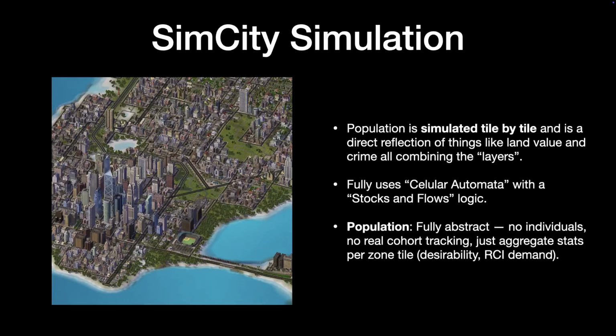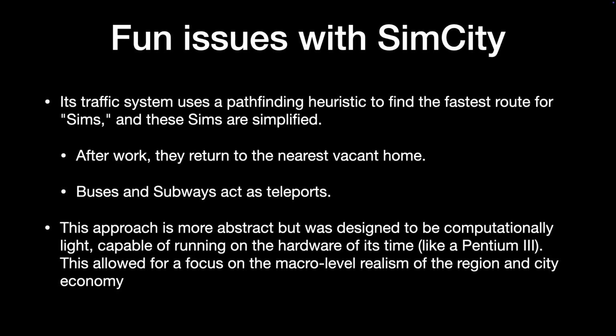And of course, in SimCity, their population is actually fully abstracted. There is no following individuals. They follow what they are told they can and should do on the cellular automata grid. Just some fun issues with SimCity. Mainly, I discovered this kind of after the fact. This is an interesting thing to remember: when I was playing SimCity, I never noticed this. I only noticed this after somebody told me.